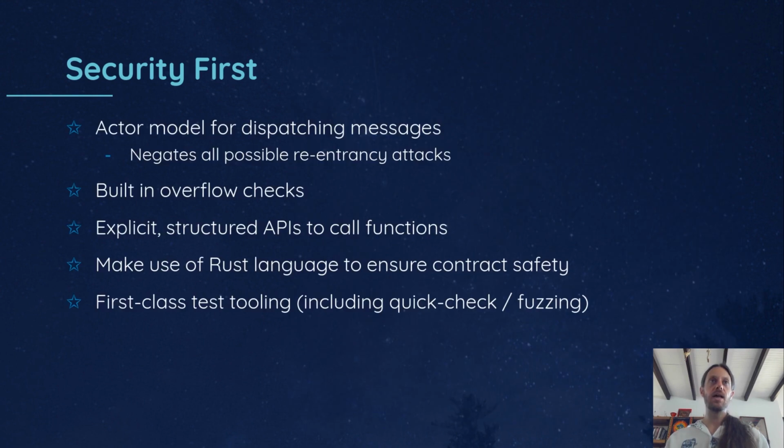In particular, we use the actor model for dispatching messages. This negates all possible reentrancy attacks. Rather than your contract A calling contract B, and then contract B calling back into contract A, where A has not persisted all its data, some in state, some in memory and some in database, which gets all kinds of subtle flaws in Ethereum, like limiting the gas so it can't really call back into your contract. This is really bug prone. What we do simply is use the actor model.